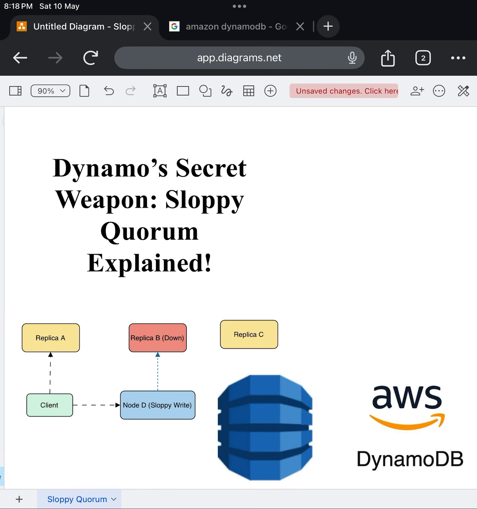Ever wondered how distributed systems like Dynamo keep accepting writes, even when part of the system is down? The answer lies in a clever trick called Sloppy Quorum.